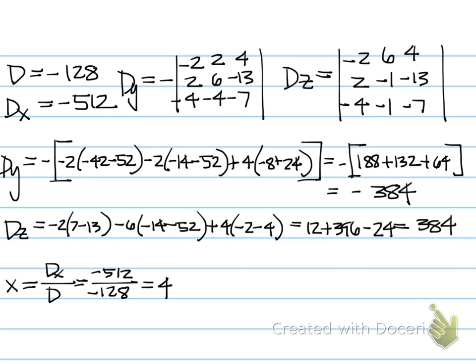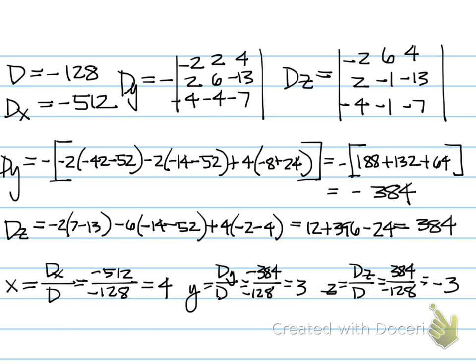All right, so now we can find the x coordinate of our solution by dividing the x determinant by the denominator determinant. It's 4. The y coordinate of our solution can be found by dividing the y determinant by the denominator determinant. That's 3. And the z coordinate of our solution can be found by dividing the z determinant by the denominator determinant. That's -3. For a solution of 4, 3, -3.